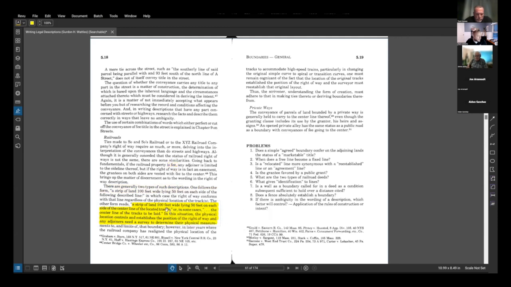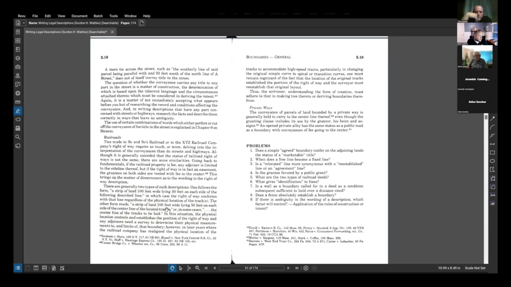Okay, is a wall as a boundary called for in a deed as a condition subsequent sufficient to hold over a distance cited? Distance doesn't match a call to a wall. Which one holds? Well, absolutely the wall, as long as it's the same wall that was described. Yep.